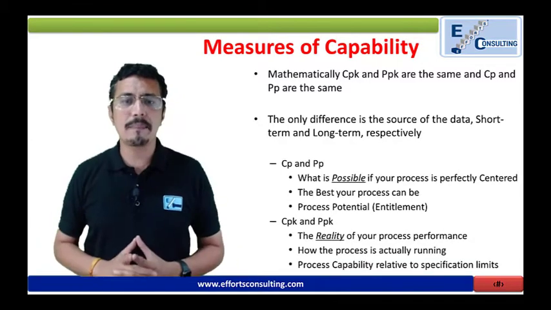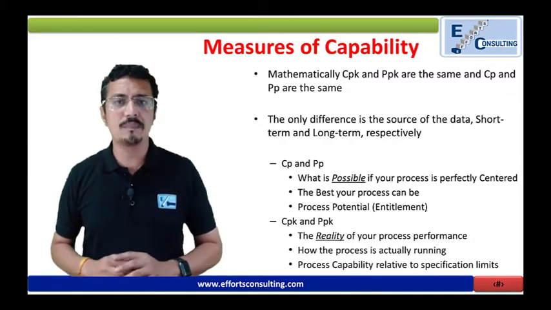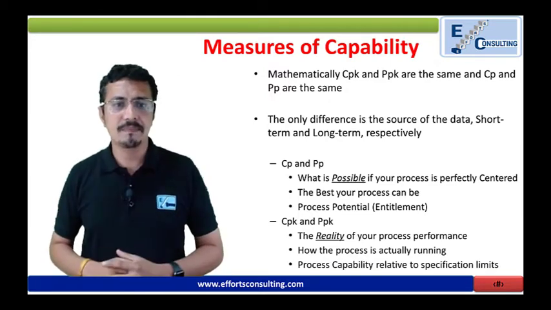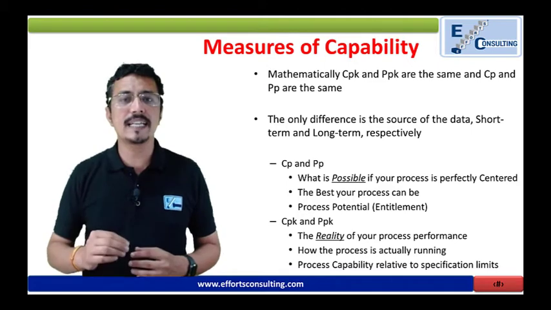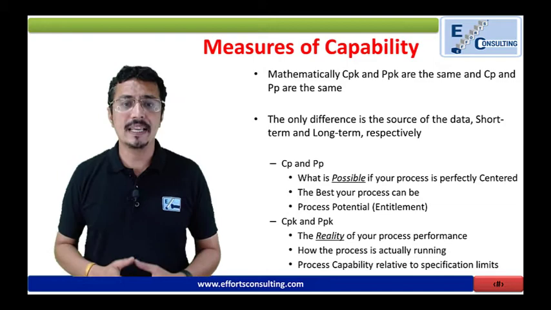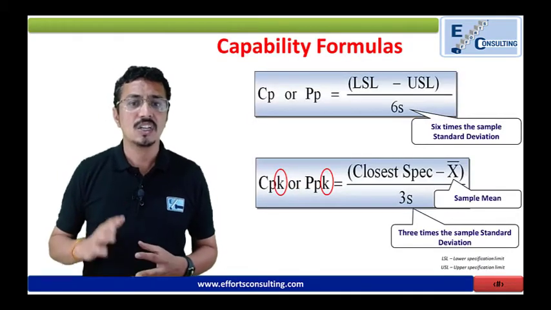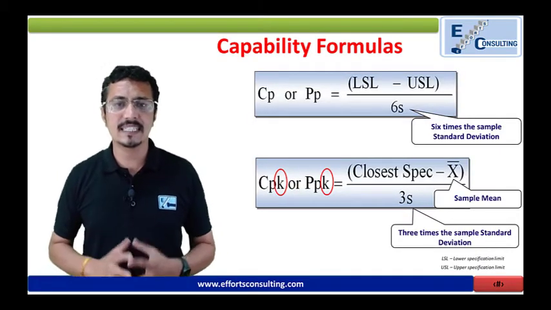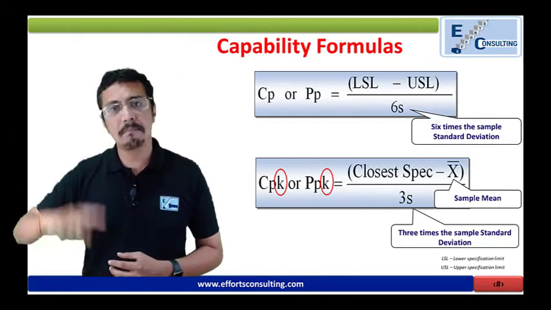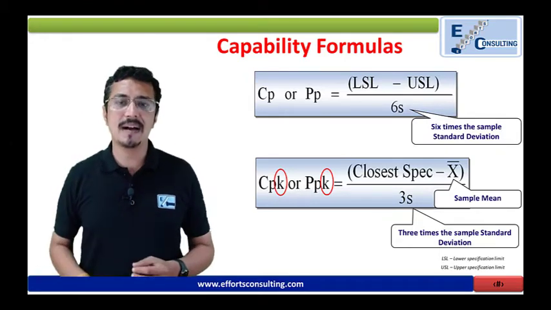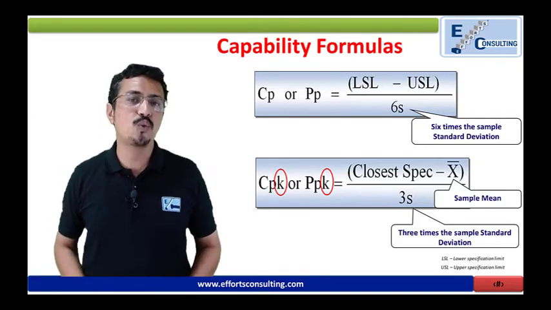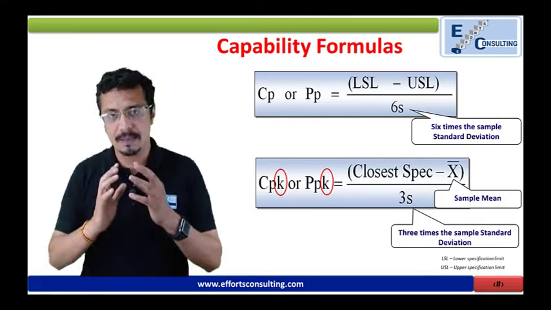What are the measures of the capability? There are two measures of the capability, CP and CPK, and PP and PPK. The only difference is the source of the data, short term and long term. How to calculate this? The formula of CP or PP is USL minus LSL divided by 6 sigma, and CPK and PPK is USL minus X bar divided by 3 sigma, and X bar minus LSL divided by 3 sigma, and the minimum of the two you can consider as your CPK and PPK.